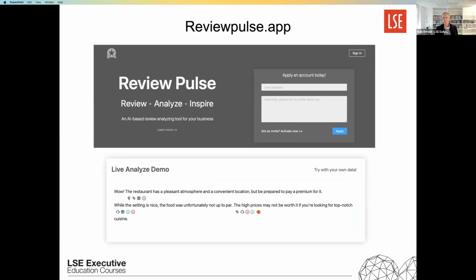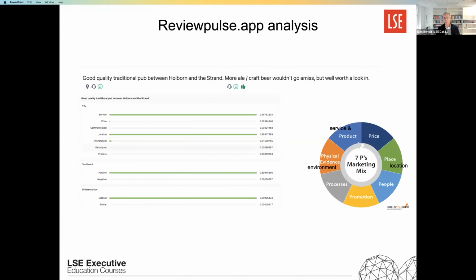And our example is an academic article, but it's actually packaged up into a web application called Review Pulse. Review Pulse allows you to paste in a review, and then it breaks down each sentence of the review according to the aspect that was being discussed and the sentiment about that aspect. And it gives a breakdown. These are the aspects: product, price, place, people, promotion, processes, and physical evidence.